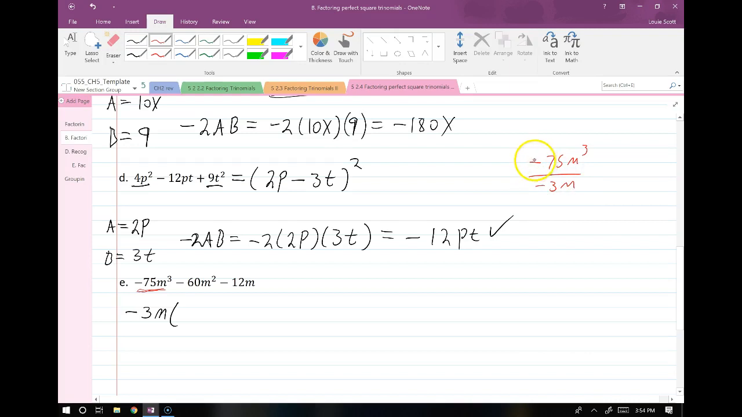Okay, so the negatives would cancel. 75 divided by 3, that gives us 25. M cubed divided by m, that gives us m squared. Right? So that's the little problem that you're doing in your head when you move straight into this factoring. So that's what I had left was 25 m squared. What about this second term? If we divide negative 60m squared by negative 3m, what do we get out?